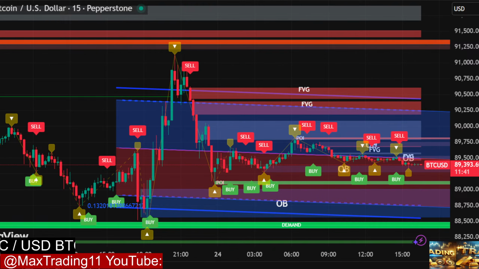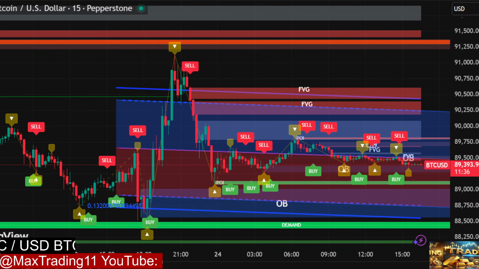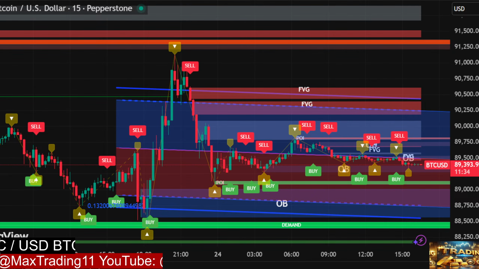We have the buy signal printed. We have the zigzag confirming a higher low. This aligns perfectly with the overall bullish market structure.